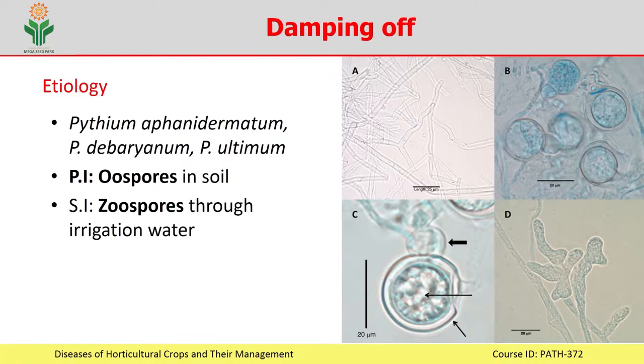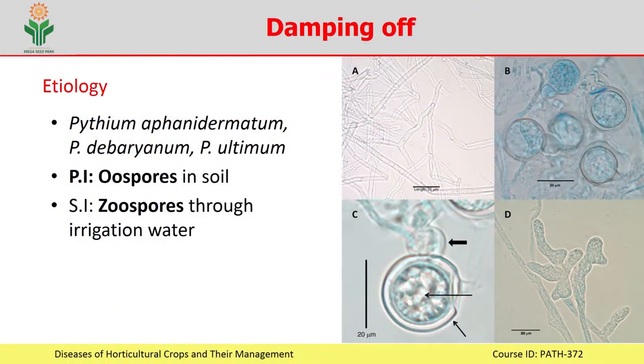These oospores are produced as a result of gametangial contact between the oogonium and the antheridium. That is, the type of sexual reproduction is known as gametangial contact, and here, as the antheridium, which is the male gametangium, is attached laterally to the female gametangium, it is called a paragynous antheridium. On sexual reproduction, thick-walled spores known as oospores are produced. These oospores are usually produced during unfavorable conditions, which helps in the survival of the fungus.